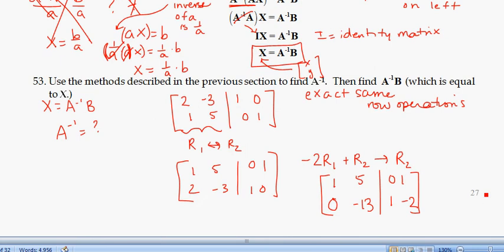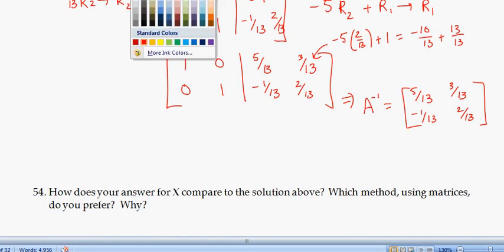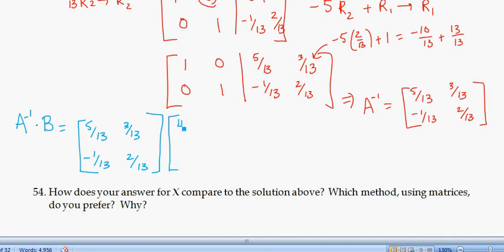Okay, so let's just reread the question we're supposed to be doing. It does say to find A inverse, but then it says to find A inverse times B. Okay, so that's A inverse. Let's see if we can fit it over here. I'm going to change the color just to draw this out. So A inverse times B is going to be this matrix 5/13, 3/13, negative 1/13, 2/13. So that's A inverse. And then B was the column matrix 4, 2. So again, I have a 2 by 2 matrix multiplied by a 2 by 1 matrix. These numbers are the same, so I can multiply them, and the result is a 2 by 1 answer.